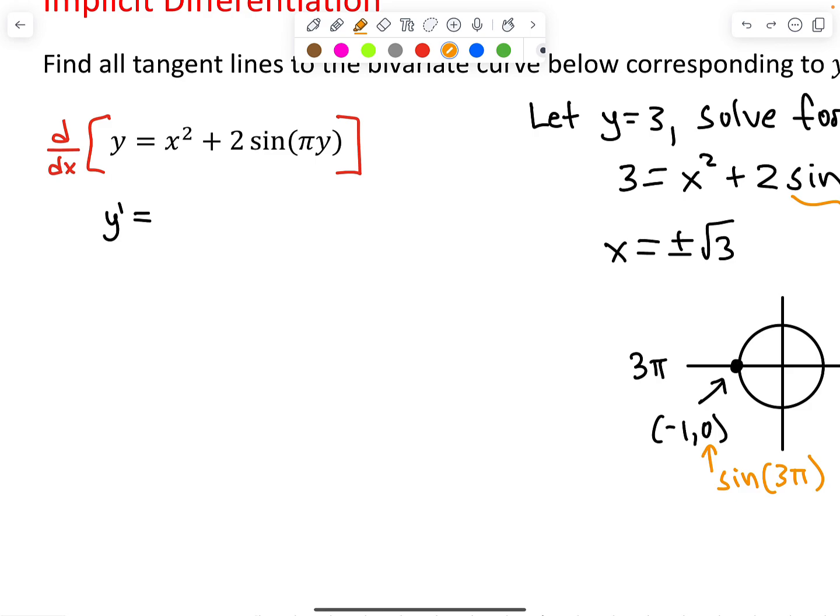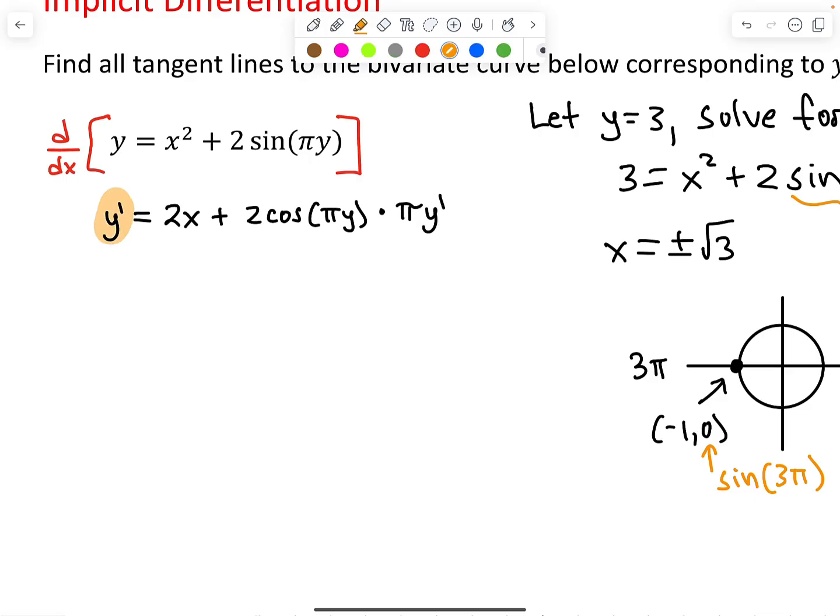No chain rule required. Plus, now to differentiate 2 sine pi y, the 2 will stay. The derivative of sine is cosine. The argument stays the same, but then we multiply by the derivative of the argument. Well, the derivative of pi y, the pi will stay, and the derivative of y is just y prime.